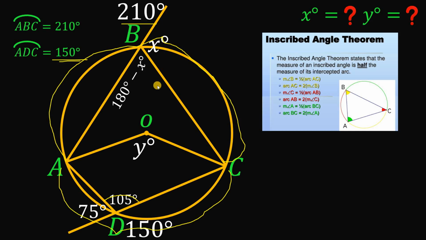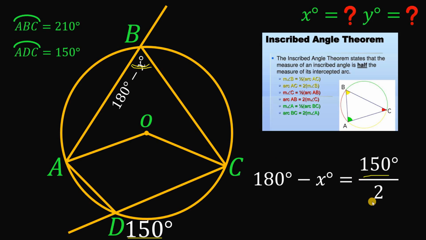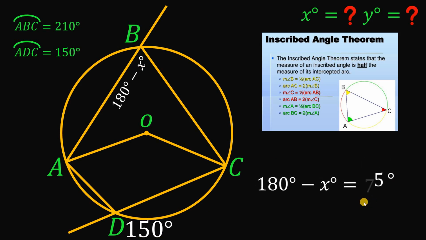So let's get the information that we want. This angle ABC, which is 180 minus x degrees, and this arc ADC, which is 150 degrees. Now, using the inscribed angle theorem, we can say that this angle right over here, 180 degrees minus x degrees, must be half of this 150 degrees. This is according to the inscribed angle theorem. Now, 150 divided by 2 is just 75 degrees.